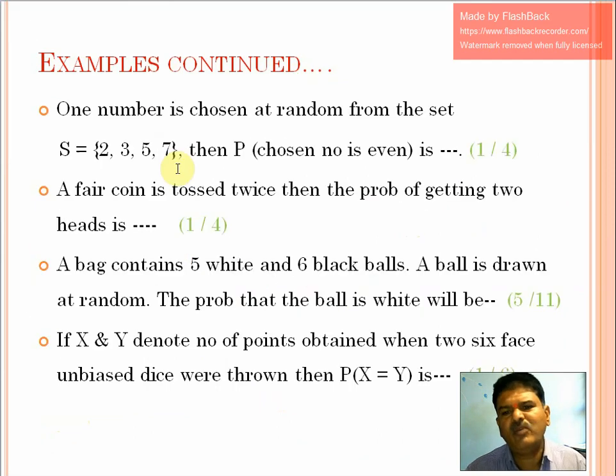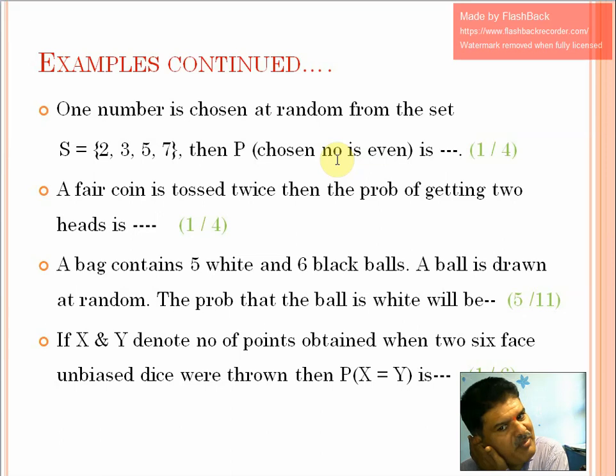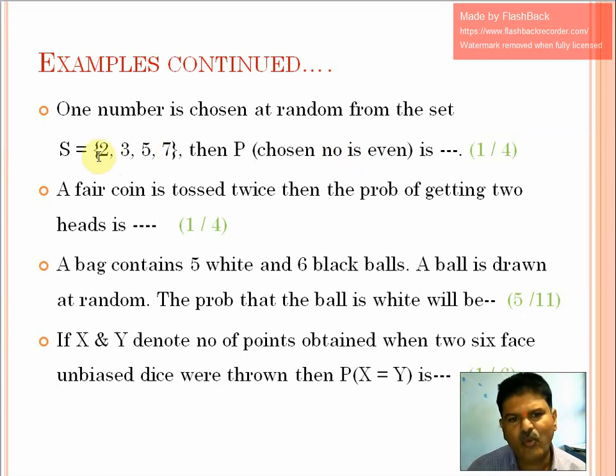Now take one more example. One number is chosen at random from the set. This is the set given, the sample space 2, 3, 5 and 7. Then what is the probability that the chosen number is even? Out of these 4 cases, there is one case which is favorable for an even number. The total number of cases is 4, but only 2 is favorable for an even number. Therefore the probability is 1 by 4.